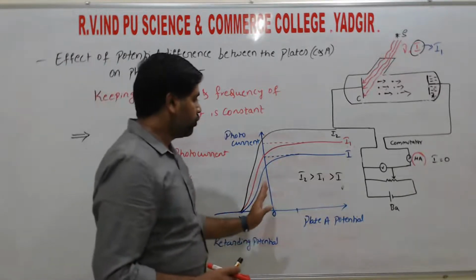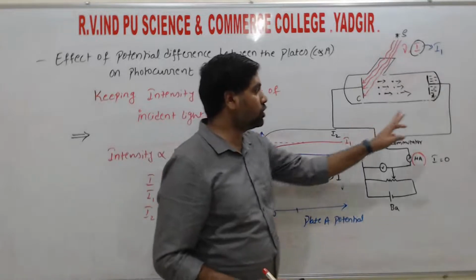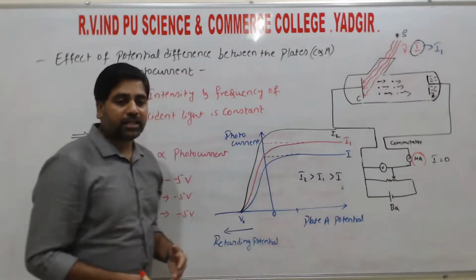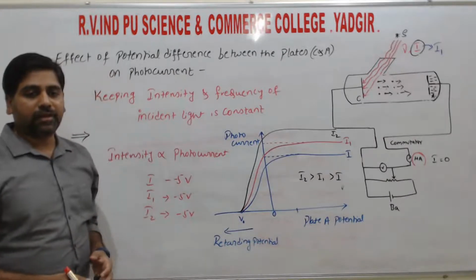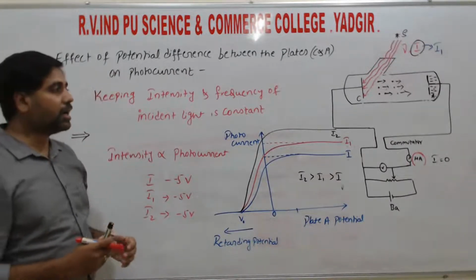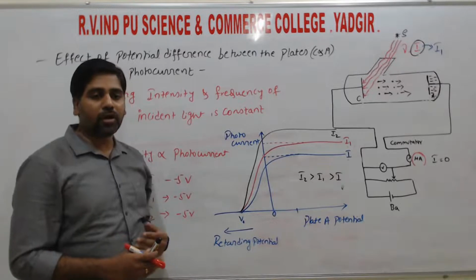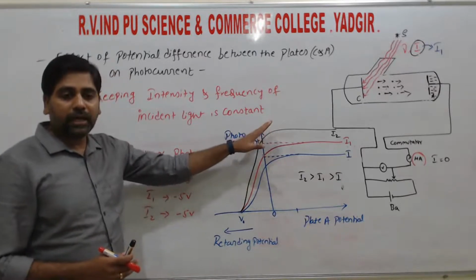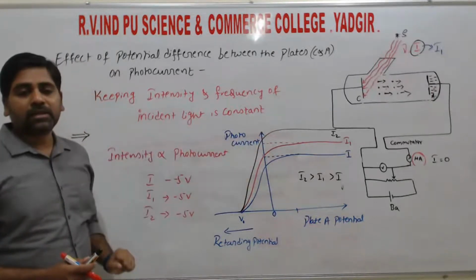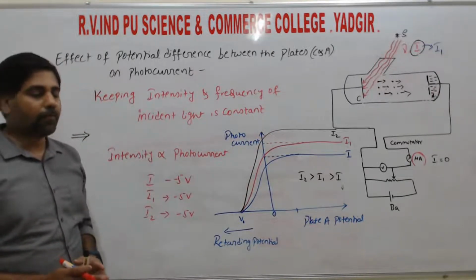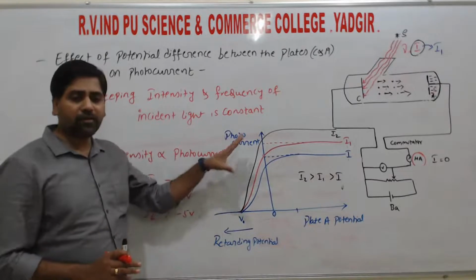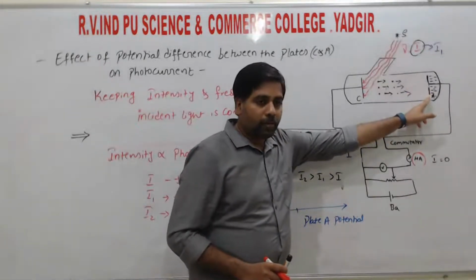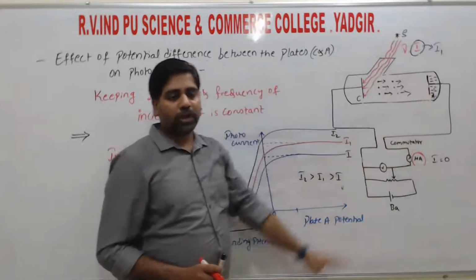For the positive potential, if we apply positive potential to the plate A, as we increase the voltage, the current also increases. For a particular voltage, the current reaches the maximum value. After that, even if we increase the potential, the current does not increase. That current we call the saturation current, right? That is the first observation when we made the plate A positive.